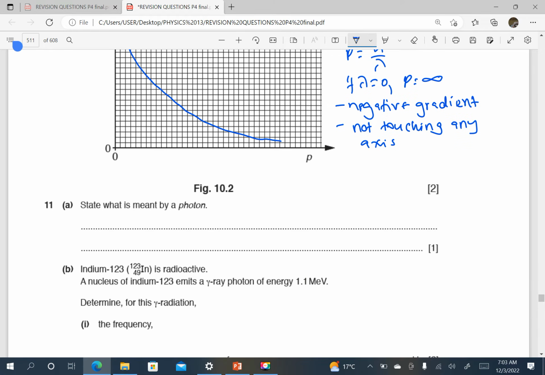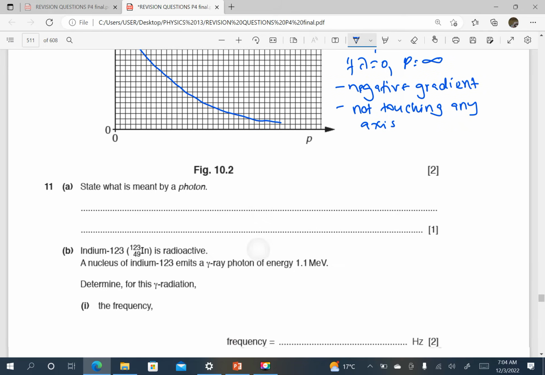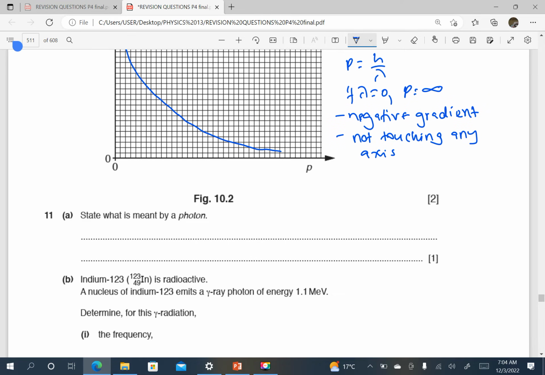State what is meant by photon. Now this is a familiar question to us. You don't need to revise what is meant by a photon. A photon is a packet of energy of electromagnetic radiation.